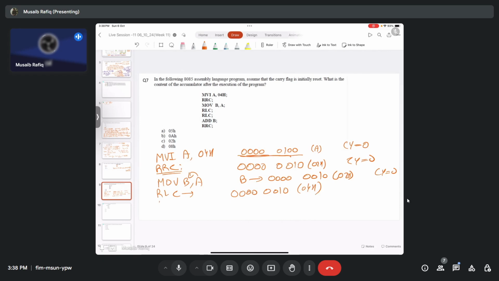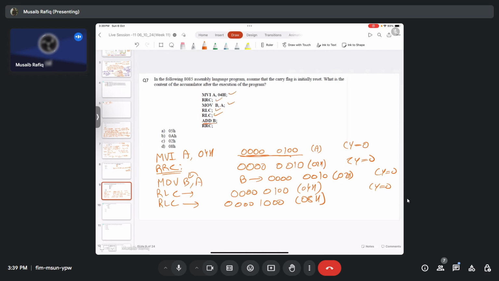Then I have again RLC, again left shift. So I'll have 0 0 0 0 1 0 0 0, so it will be 08 hex, right? Then this is done, this is done, this is done, this is done.